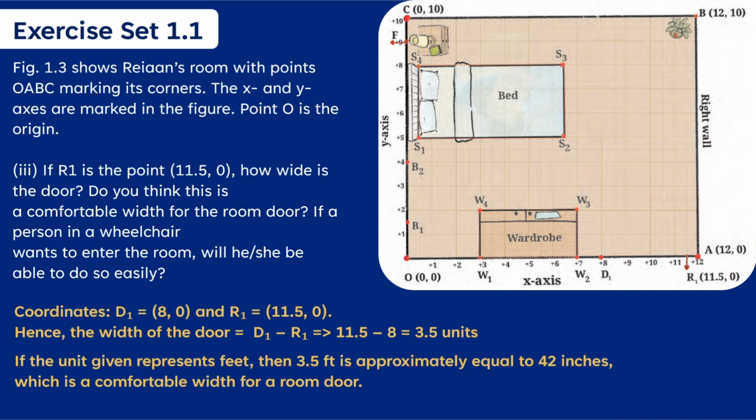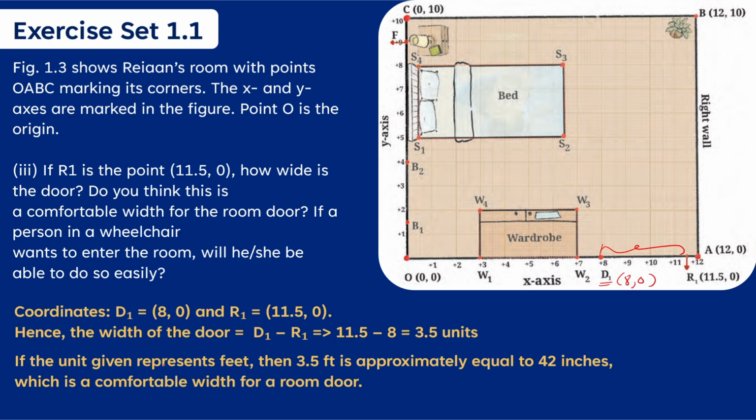The third subdivision says, if R1 is the point 11.5, 0, how wide is the door? So we have been given the 2 points, which are 8, 0 and 11.5, 0. We've been asked the width of this door, so we have to find the horizontal distance. So it's 11.5 take away 8, which gives us 3.5.